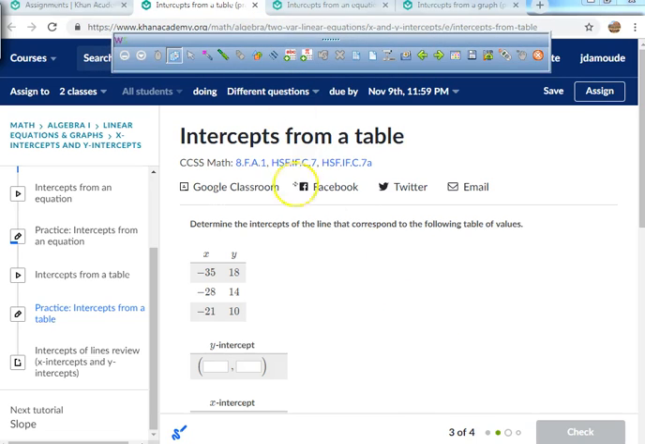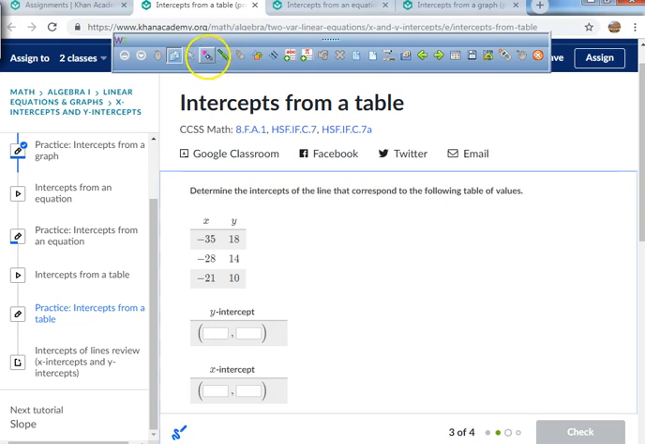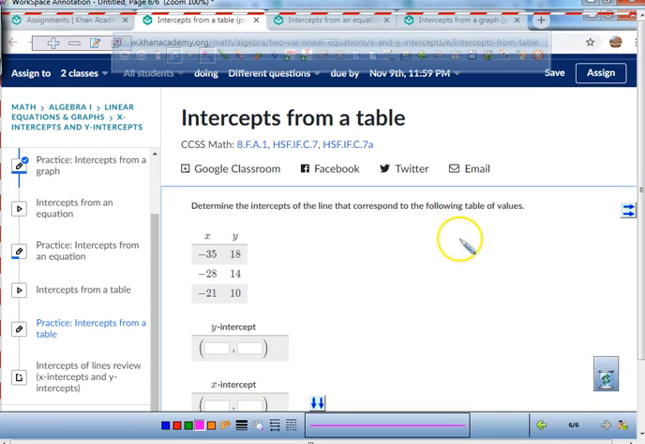We're going to be doing a short little video over how to find x-intercepts and y-intercepts from a table using your graphing calculator. So this right here is our problem. What I'd like you to do right now is make your table. It's already here, but in your journal, go ahead and make your table. You have negative 35 and 18, negative 28 and 14, and negative 21 and 10, right?